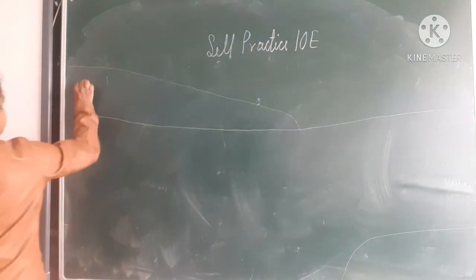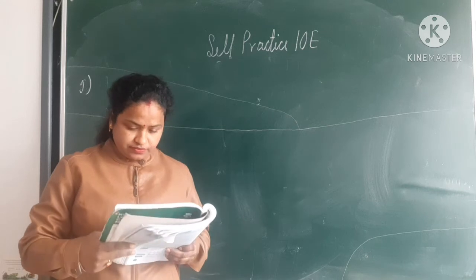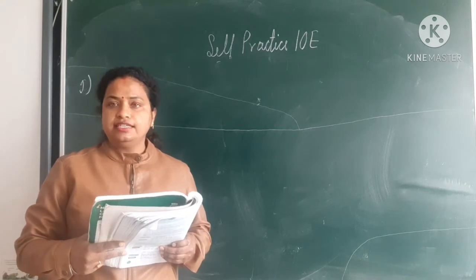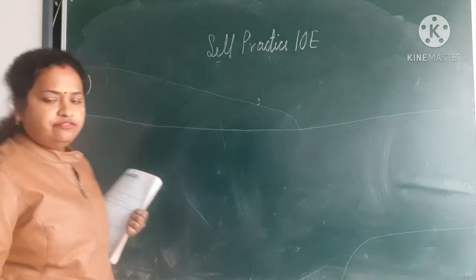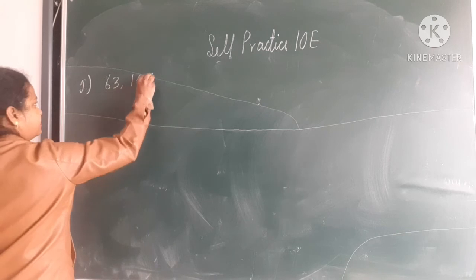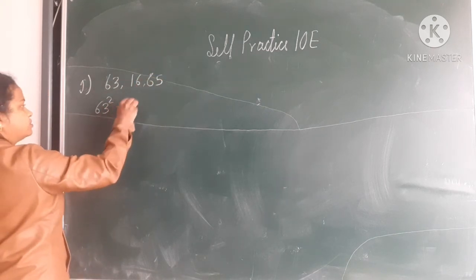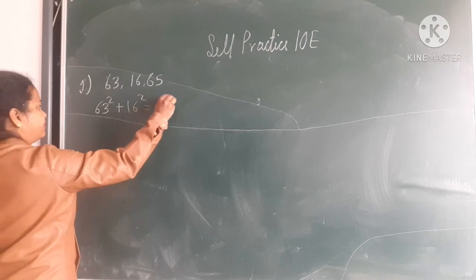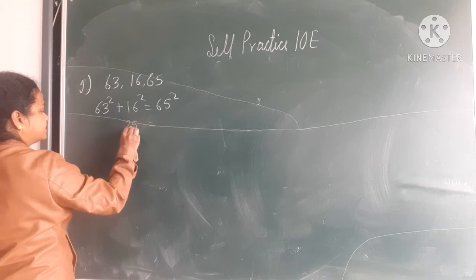G part. What is there in the G part? 63, 16 and 65. So 63 square plus 16 square should be equal to 65 square. So you know 16 square is 256.